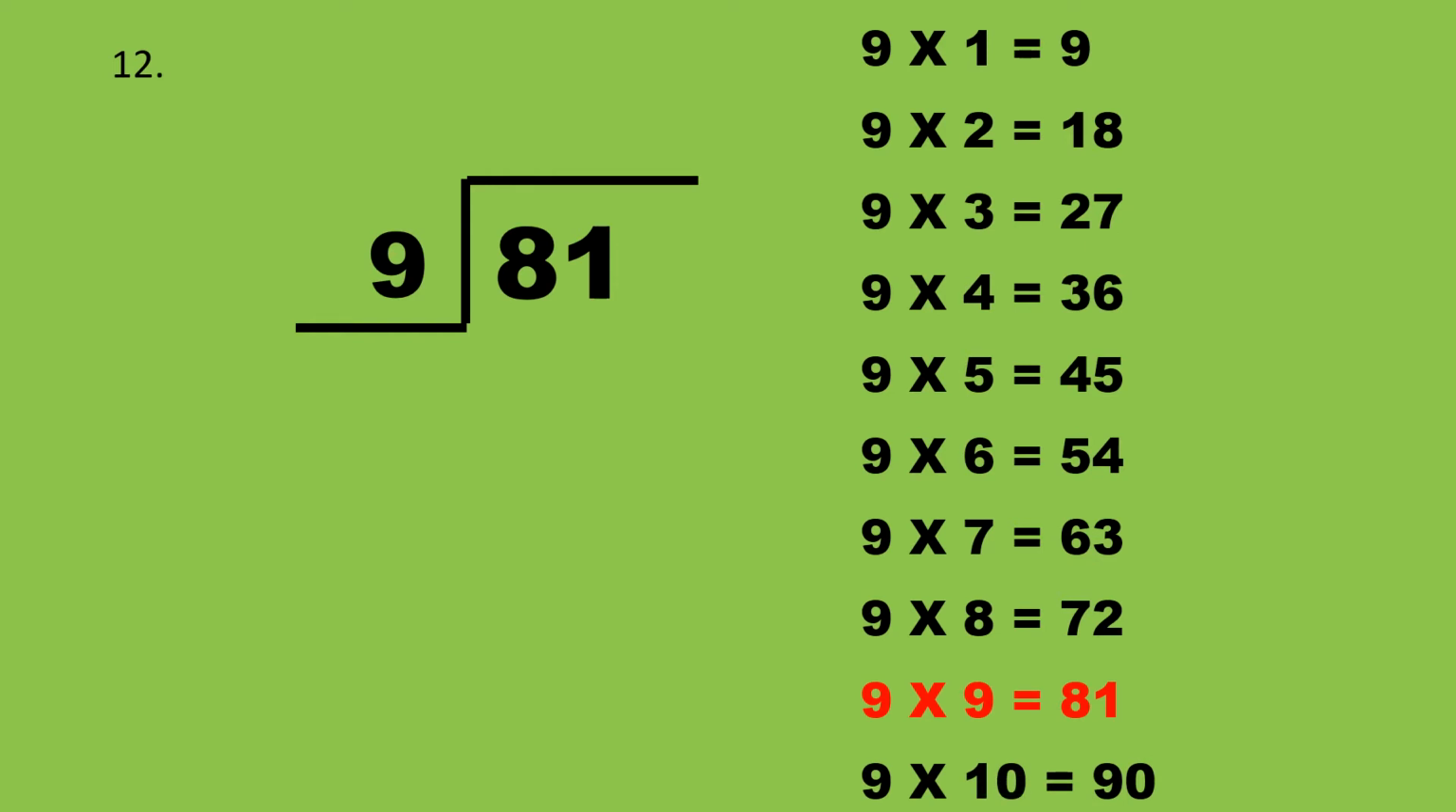Now children, where does 81 comes? 9 nines are, right? So how we will write? 9 and on top what we are going to write? 9. So 9 nines are 81. Okay children, and now what is the next step?